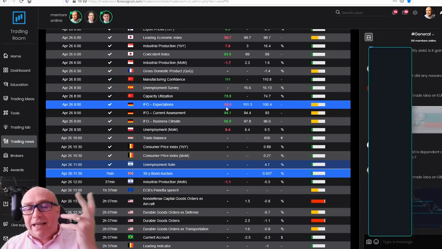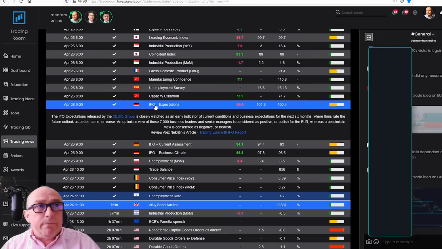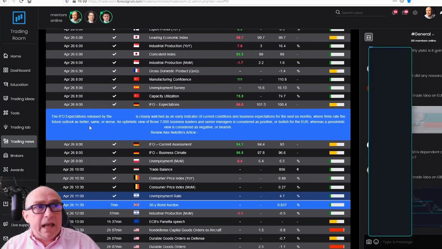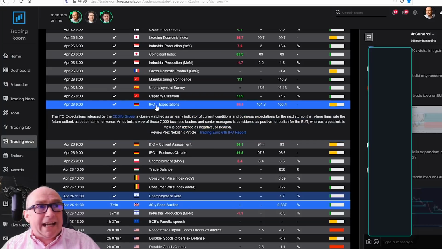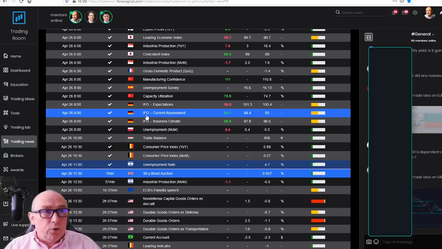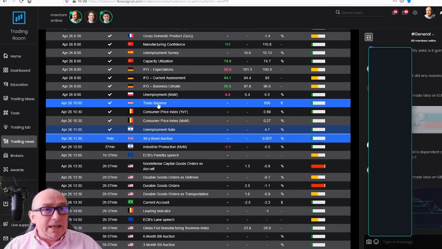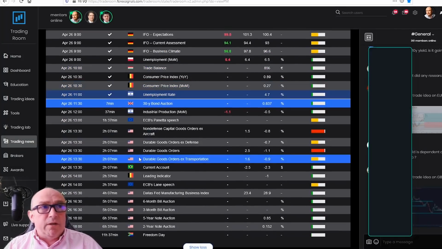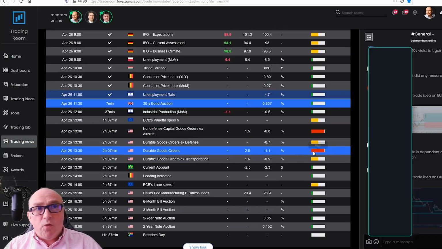If you don't know what the actual data release means, just click on it, and it pulls up an explanation. So a bit of education in there for you as well. Tells you exactly what that is and how it's likely to impact the market. So do make sure you pay attention to that. So basically, later today in the US, we've got some durable goods. That's basically a red impact news release. It could impact the markets.